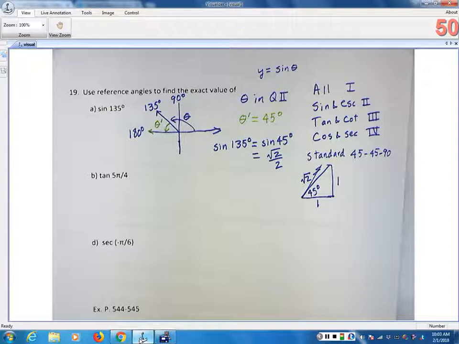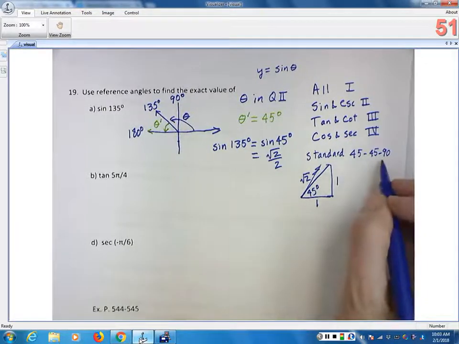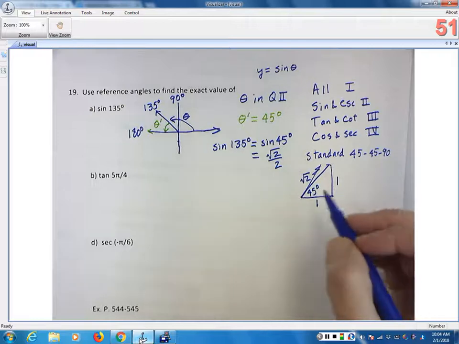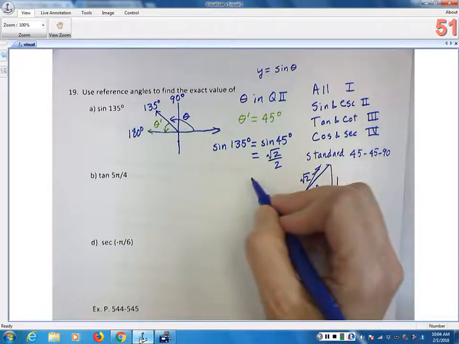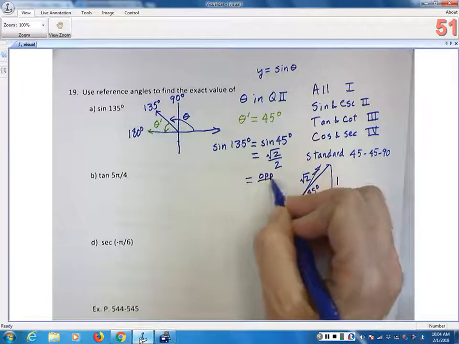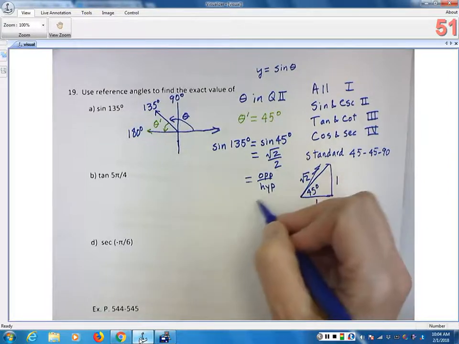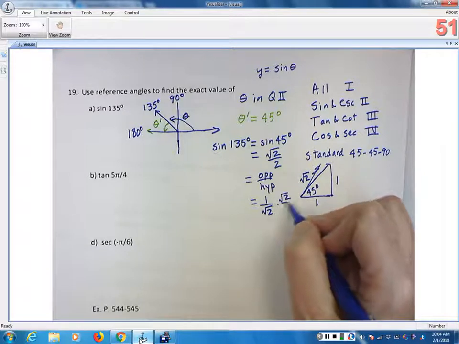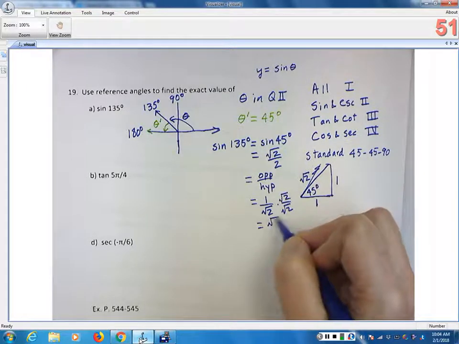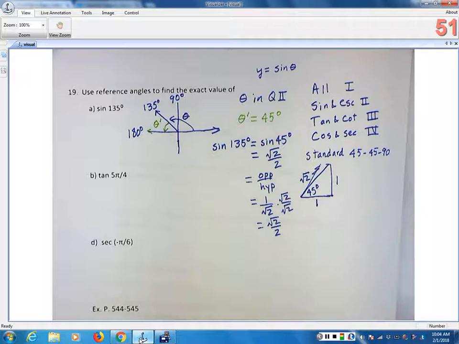So I drew the standard 45, 45, 90 triangle here. If we want to find sine for this, you should have memorized that sine is opposite over hypotenuse, which is 1 over the square root of 2. And then you have to rationalize it, so it's the square root of 2 over 2. Or if it's a part of the test where you're allowed to use the unit circle, just look it up on the unit circle. But there's part of the test you're not allowed to use the unit circle. Okay?